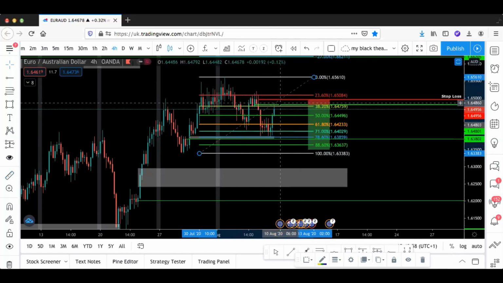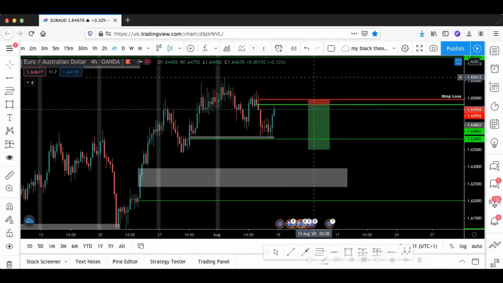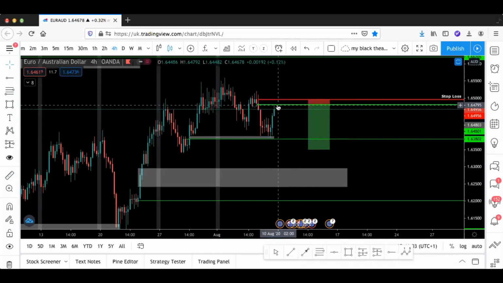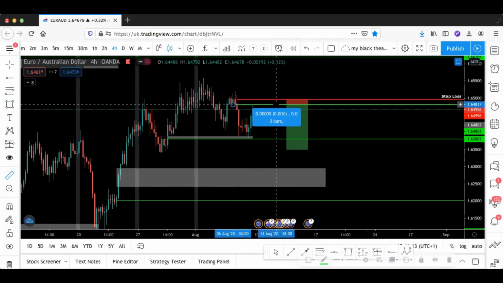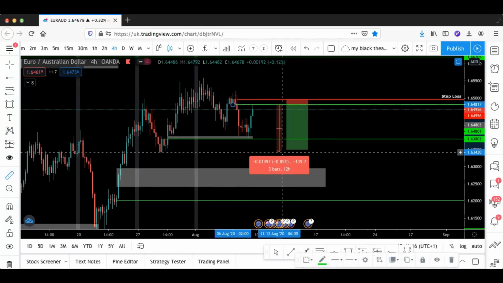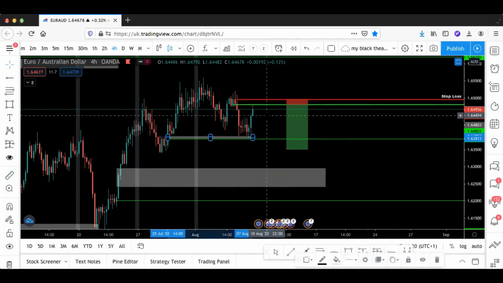So what is next? Let me remove this fib. Now I'm anticipating this trigger. This trade area was actually shared with our member group last Friday, and here the trade is triggered now. I'm anticipating a move towards the downside, a potential move of nearly 130 plus pips.